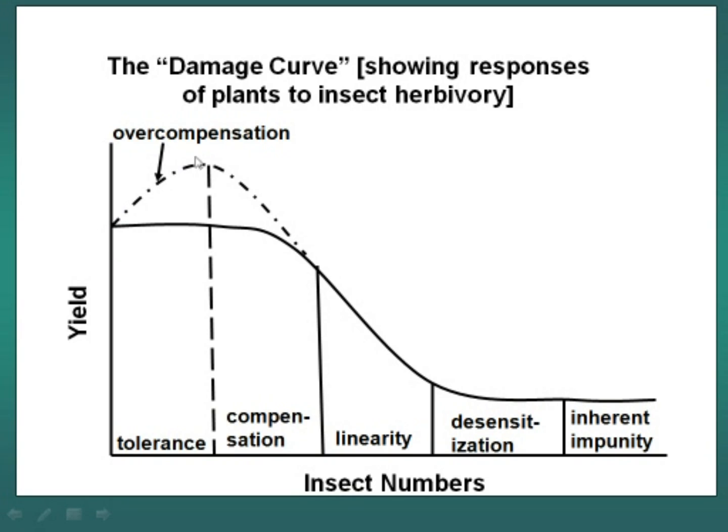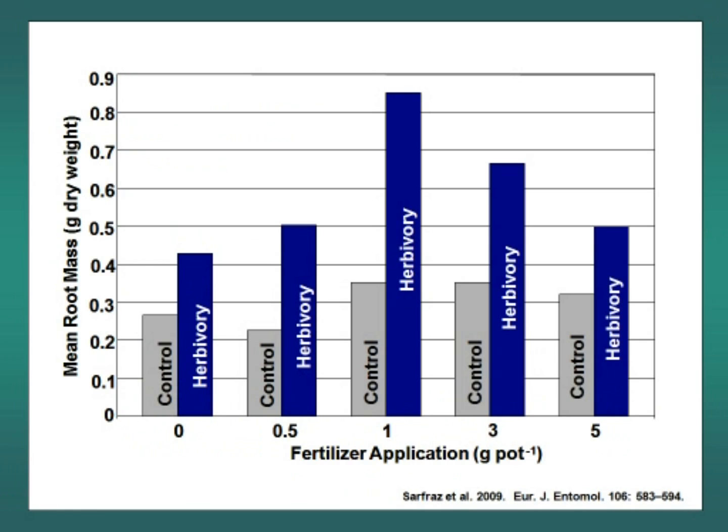One important area of the curve is this potential for overcompensation. And what this means is that sometimes insect feeding on plants can cause the plant to respond to insect feeding by overcompensating and producing more yield than it ever would if it had no insect pressure at all. So keep this kind of in mind, the concept of tolerance and compensation, as well as overcompensation, when we look at this set of graphs.